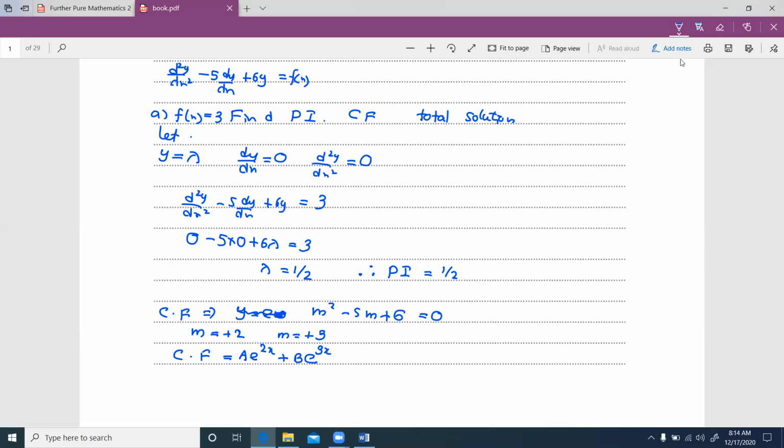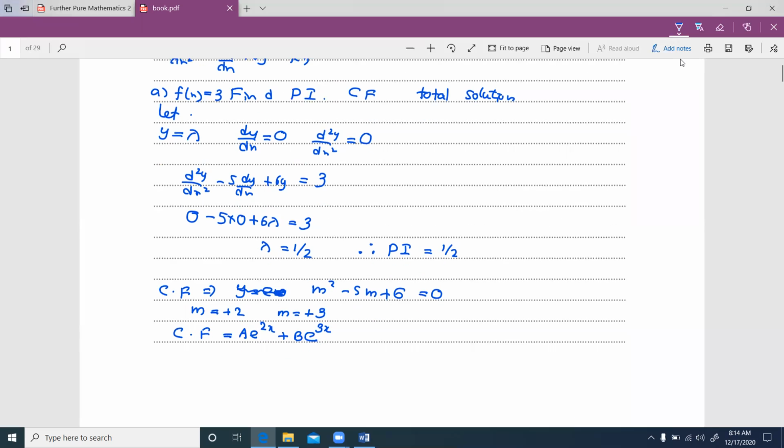Right. Then we can find the total solution for it. The total solution becomes this way: y equals the complementary part, a e to the power 2x plus b e to the power 3x, which is the complementary function, plus the particular integral. The particular integral becomes half. This should be the total solution. Later on we will learn how to find the values of a and b.